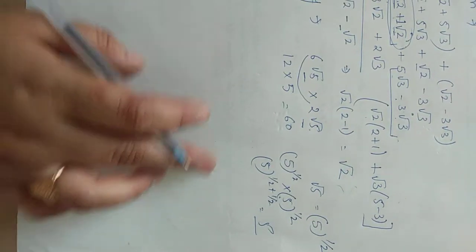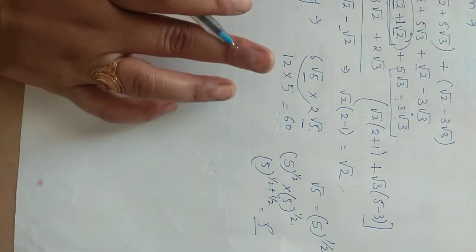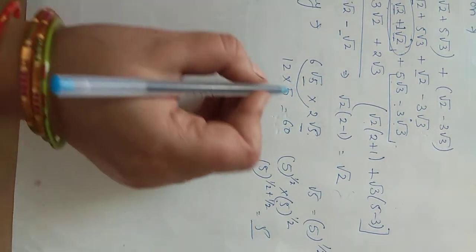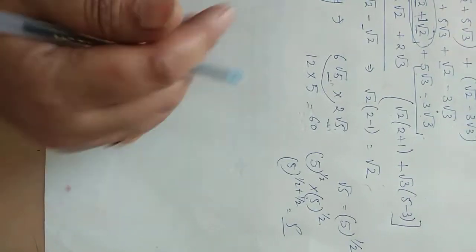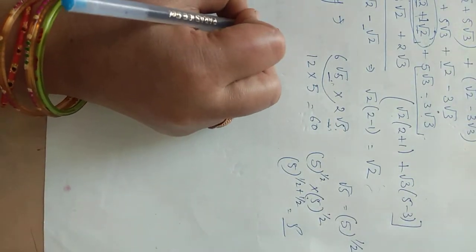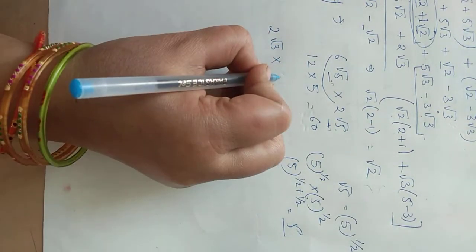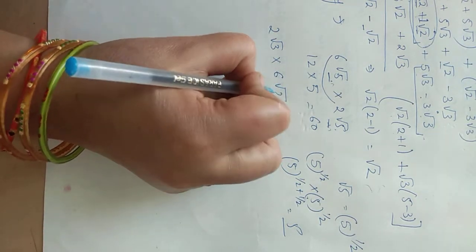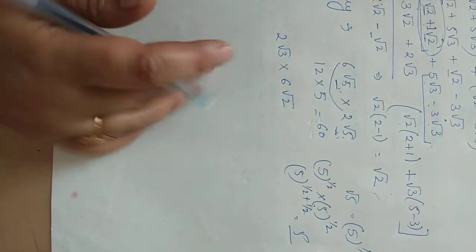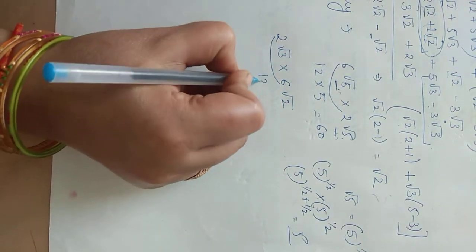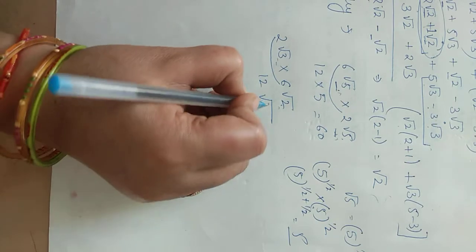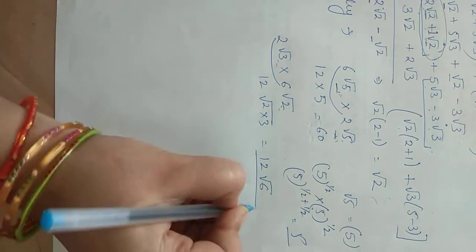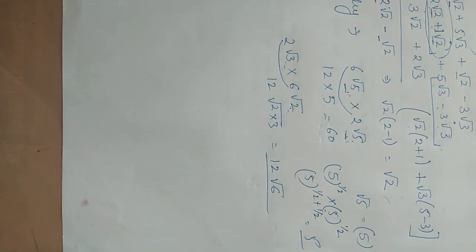But you have to keep it in mind that if the numbers in the root are the same, the root will be cancelled out. But if the numbers are not the same, for example, if it is 2 root 3 multiplied by 6 root 2, then what will you do? It will be 12, and these two will be multiplied inside the root, and the answer will be 12 root 6. This will be your answer. Are you getting that point?